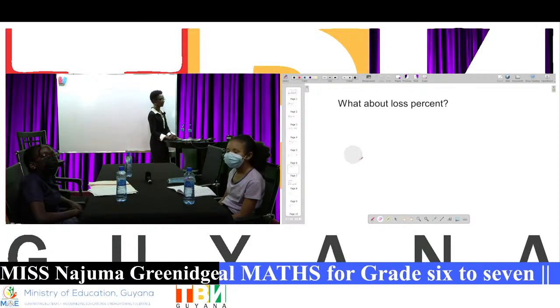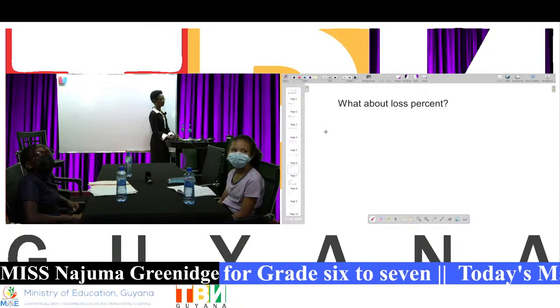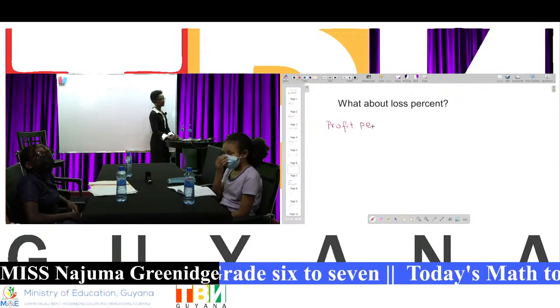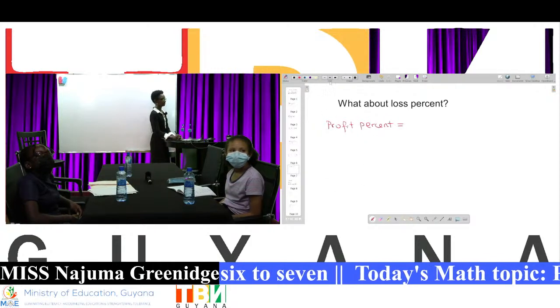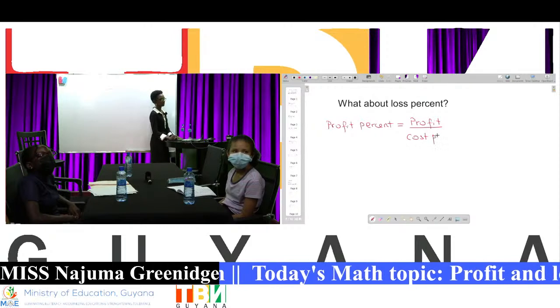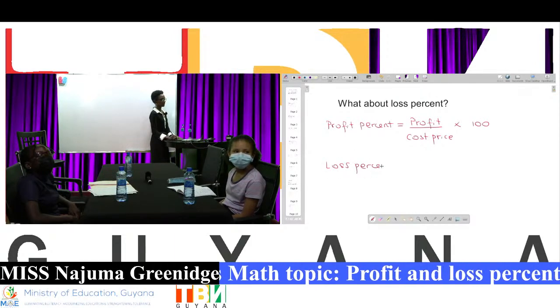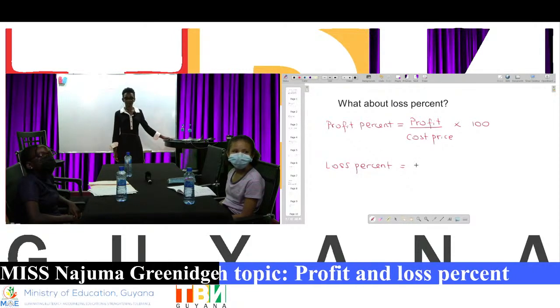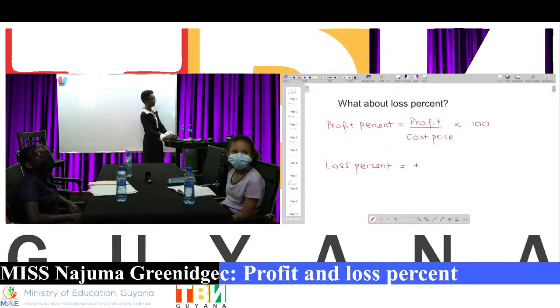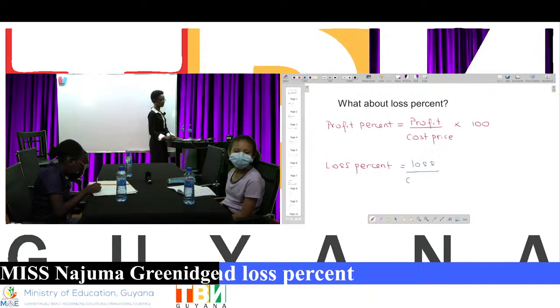But the difference is, remember, profit percent equals profit over cost price multiplied by 100. So in terms of loss percent, all you're doing is replacing the profit with loss, right? So instead of profit, you have loss here. We can write this in blue. So it's loss. How much was lost over the cost price? Cost price remains cost price because that's the original price. Multiply by 100.